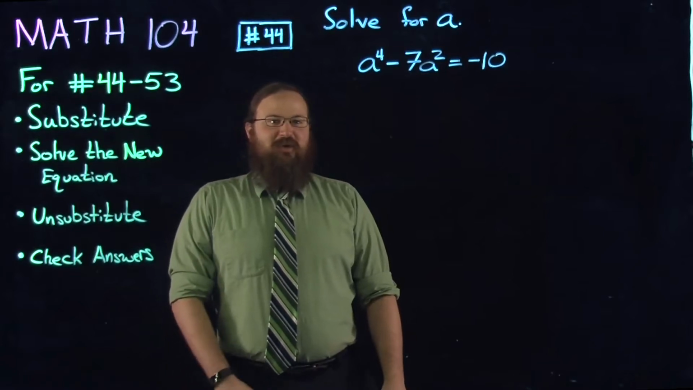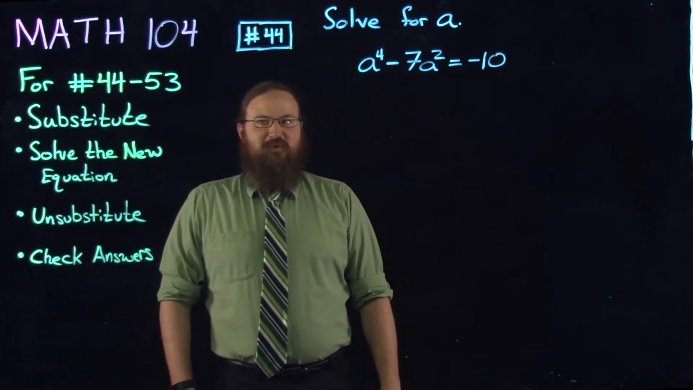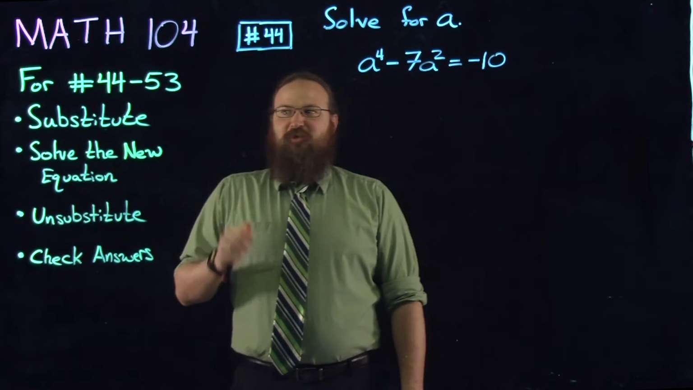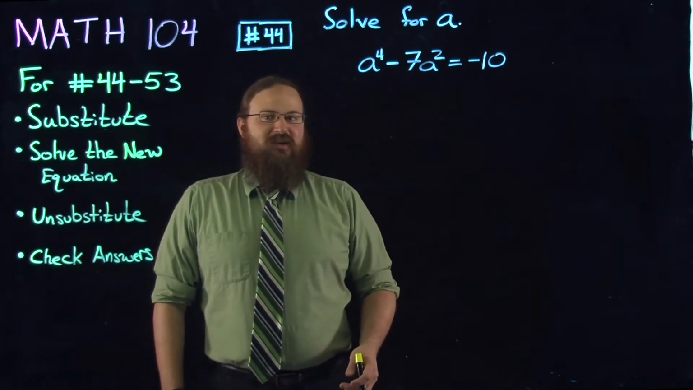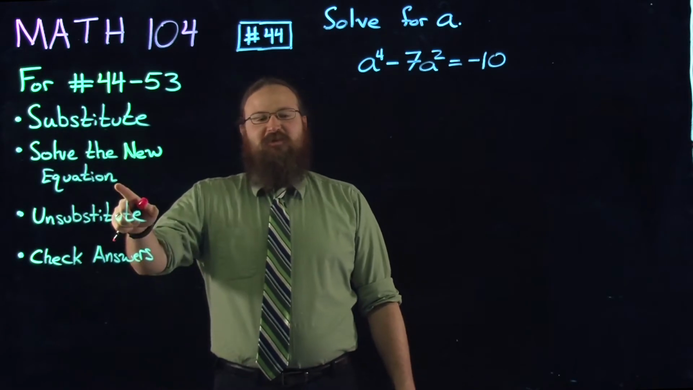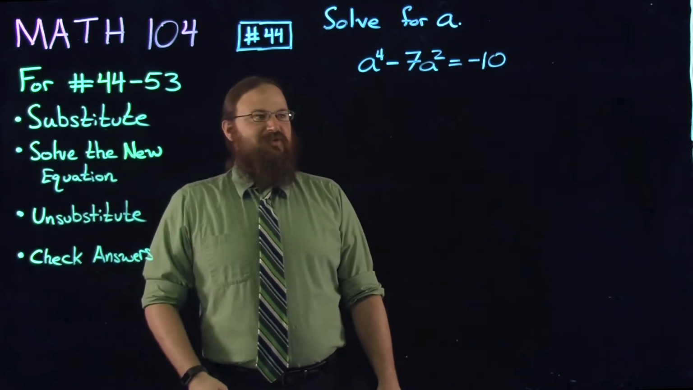Going to continue on with the gateway questions. This is Math 104, number 44, and we're in a new category. Number 44 through 53 are all going to be about solving equations using substitution. Most of the time, when we substitute, we're going to be left with a quadratic equation. Let's see how this works.